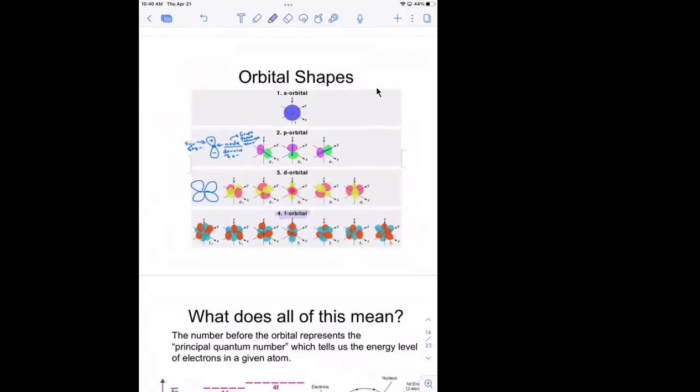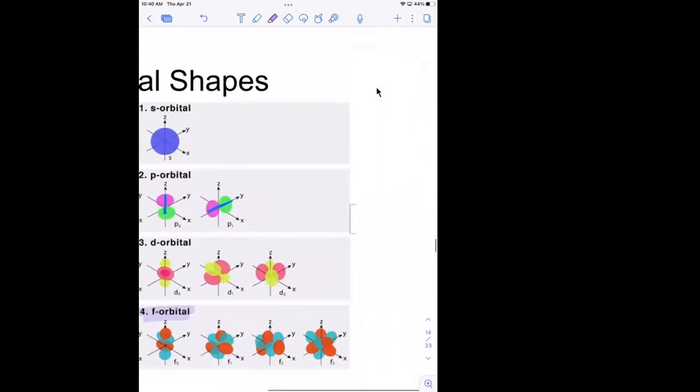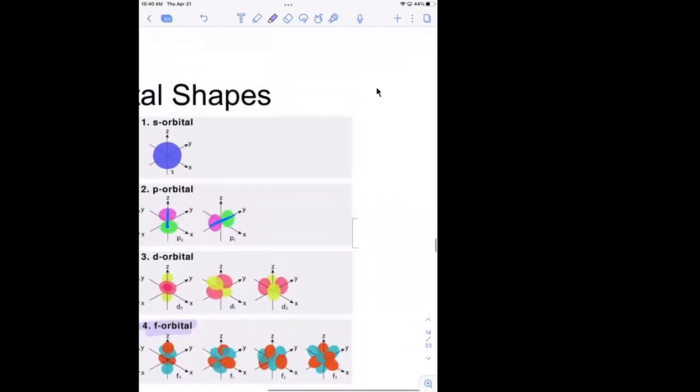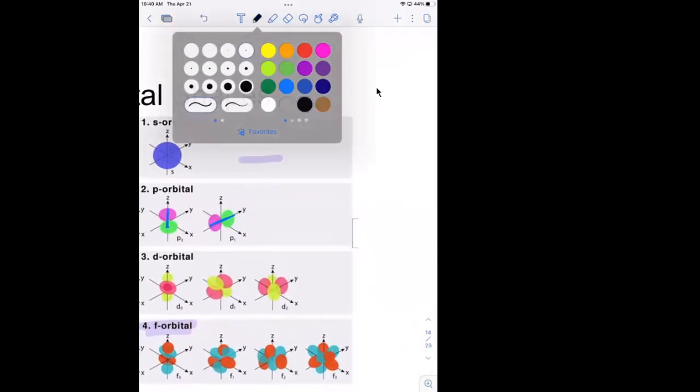All right. So here, let's talk about something else that we can discuss, and I can give you some insight on. Each orbital is capable of holding 2 electrons.